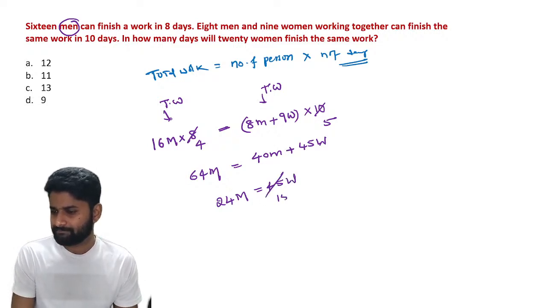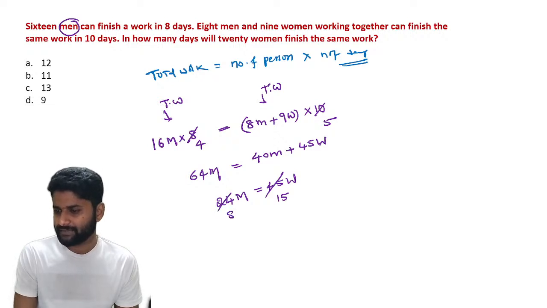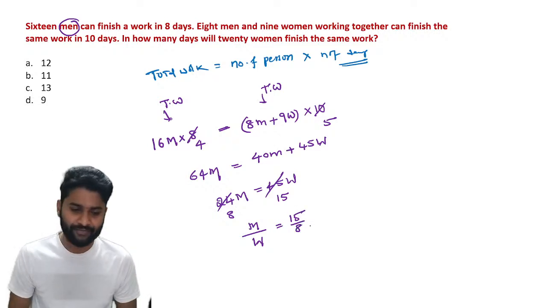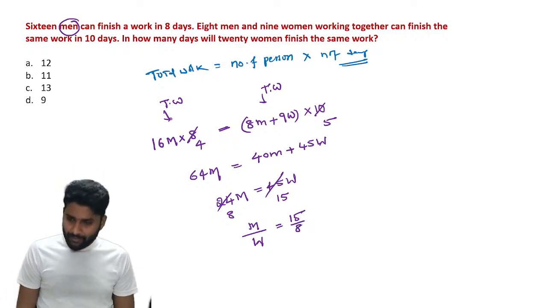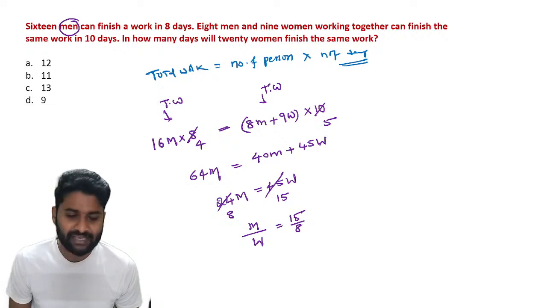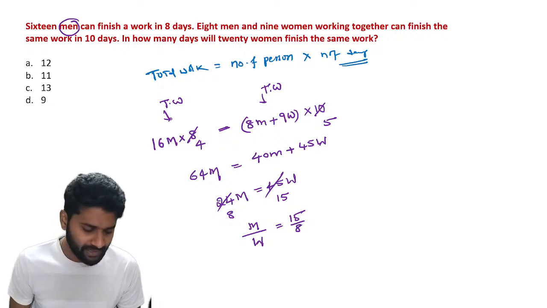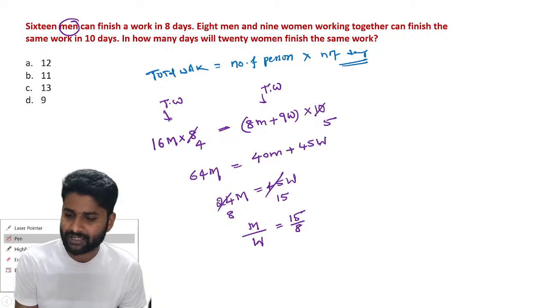So here 3 15 times, 3 8 times. So we got the efficiency ratio of m by w. m by w is 15 by 8. It means for men, efficiency is 15 units per day. Women can complete 8 units per day.